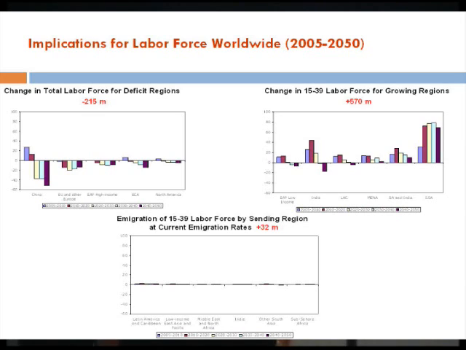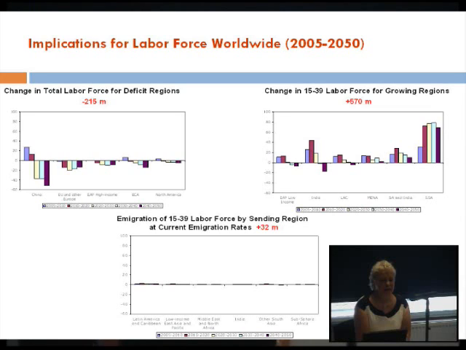Now, the little graph down here, which looks very weird, actually shows what would happen if the emigration of the 15 to 39 labor force remains at current emigration rates, I mean, with the current economic and social and political parameters. And what we see is that basically no more than 32 million people would be willing or able to move to go and meet the deficit in the labor shrinking regions, of the total deficit of 215 million.